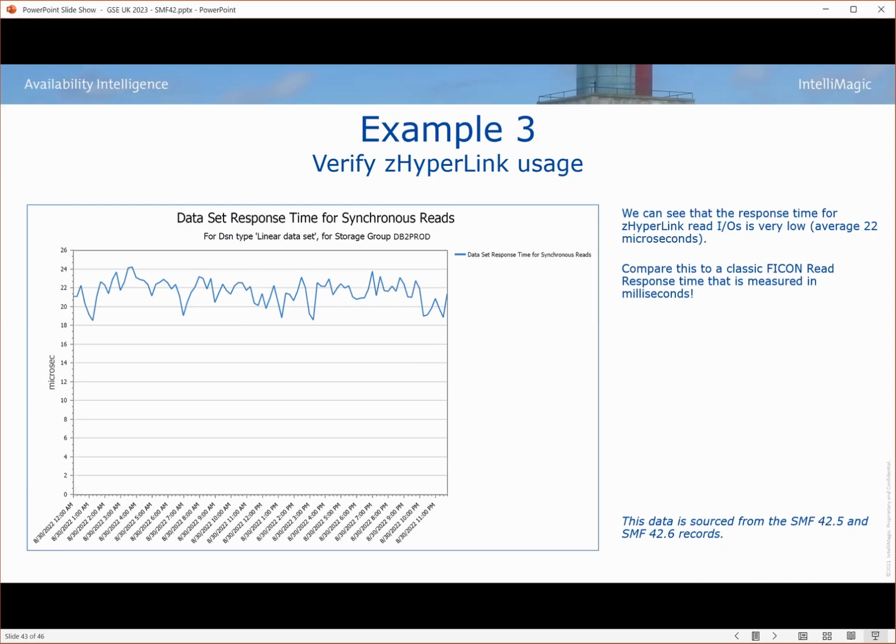When we look at zHyperLink itself, and we look at the dataset response time for reads, for example, synchronous reads, we can see that compared to the classical FICON read, it's exceptionally fast, 22 microseconds compared to milliseconds. Okay, so this kind of information we get from the 42 records to verify that, yes, the response time is good for that particular storage group, for example.